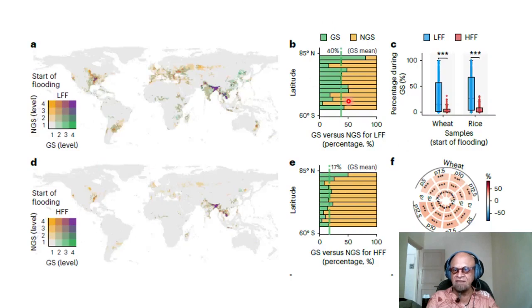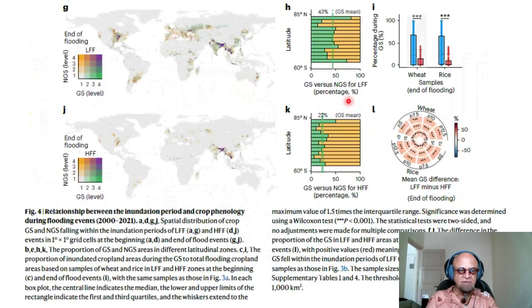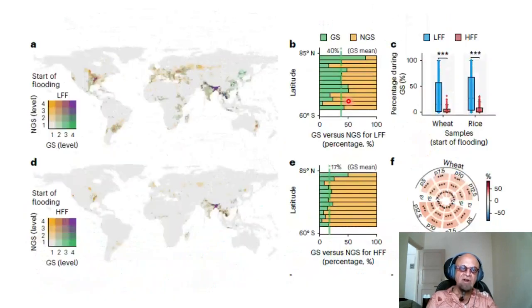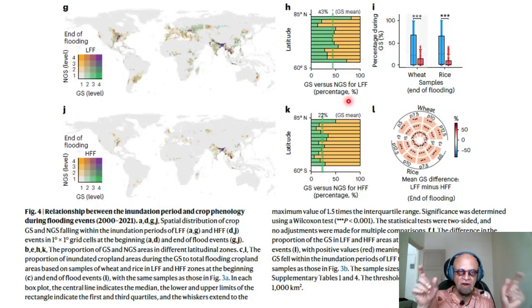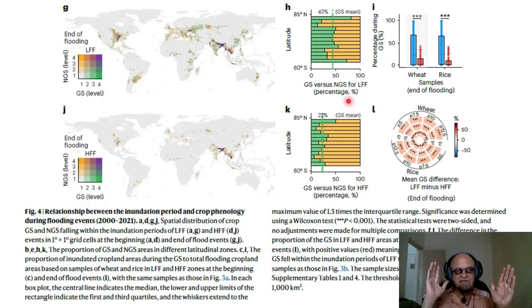Wow, lots of data that I am not going to go into. Okay, so let's just jump ahead. Relationship between inundation period and crop phenology. So they are extracting more details. It's not just low frequency, high frequency flood, but when they start, when they end, and how the flood period works. It's not like the whole period is flooded, but there is a start of a flood season and end of a flood season, start of flooding and end of flooding, and you have crop season.